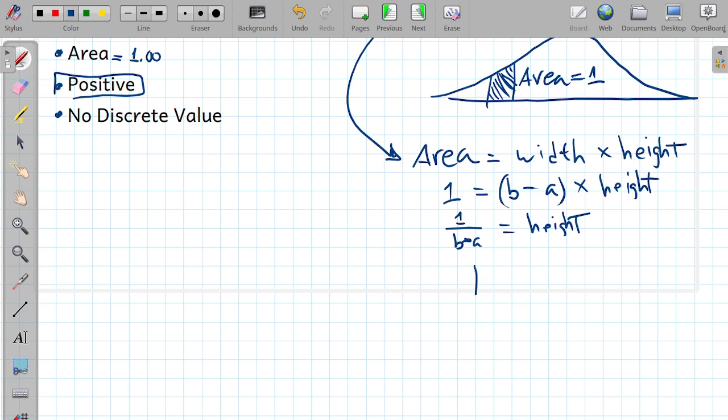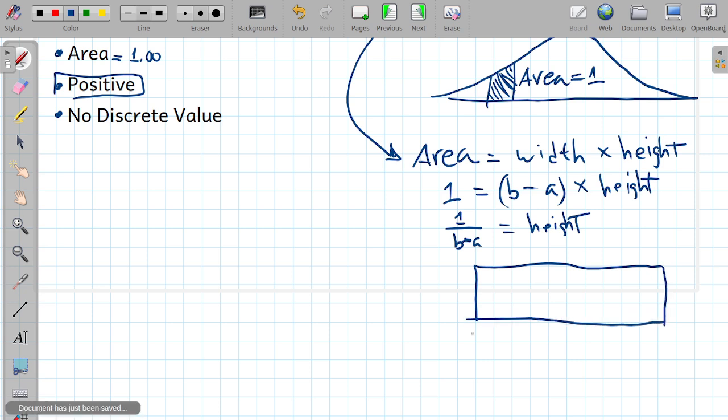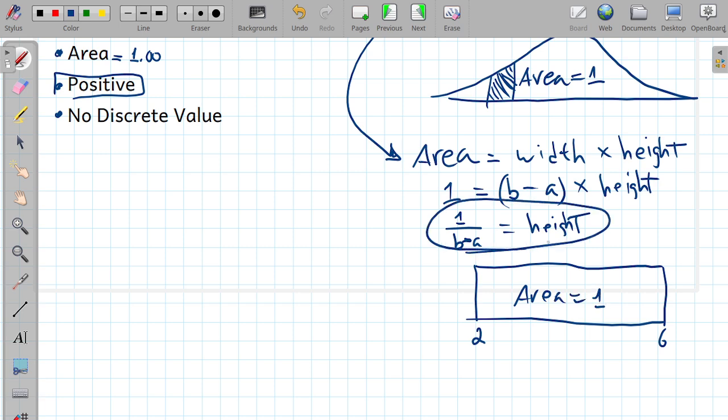Okay, so let's say we have a uniform distribution, looks like this, and we start at, say, 2 and go to 6. Now remember, the area in here is 1, right? Well, we have this formula here. So the height, in other words, how tall this thing is, is going to be 1 divided by 6 minus 2, which of course is 4. So we get 1/4, or 0.25.